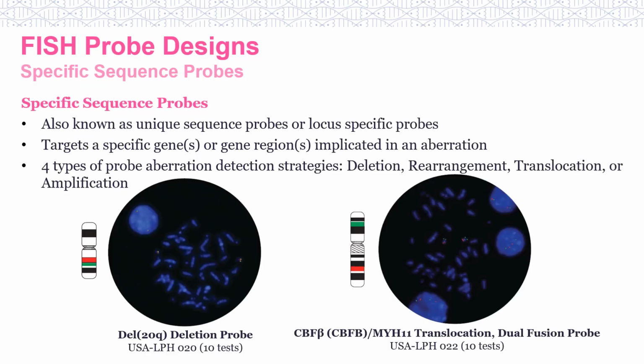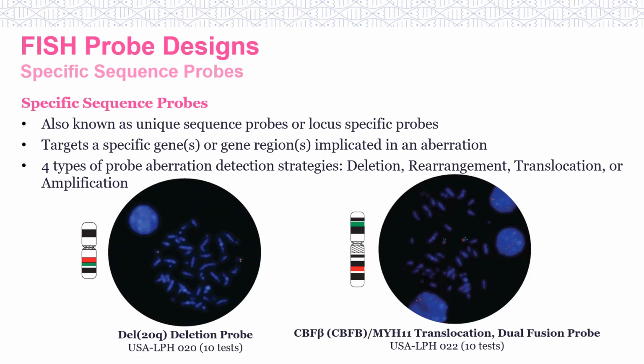The next type of FISH probe is a specific sequence probe. This type of probe may also be referred to as a unique sequence probe or a locus-specific probe. These probes target a specific gene or region on the chromosome that may be commonly implicated in an aberration for a specific clinical indication. Specific sequence probes are further categorized by the type of aberration detection strategy. The strategies utilize different designs that will pick up deletions and gene rearrangements, including inversions and translocations. Two such examples of these designs are shown here.